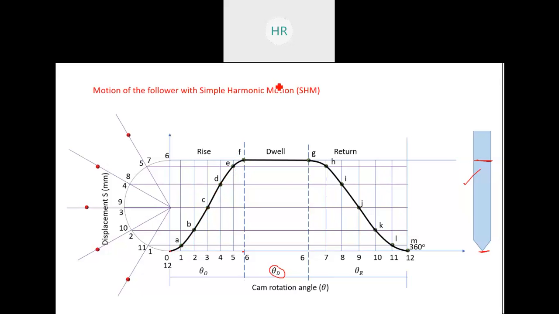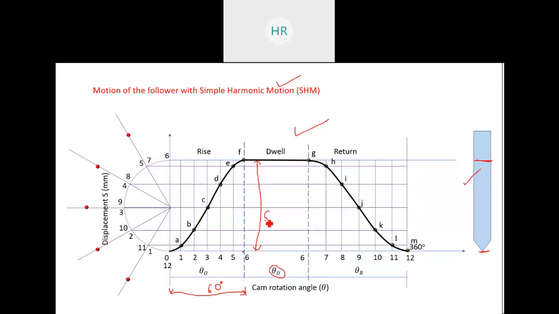So this is how you are required to construct a simple harmonic motion or displacement diagram for follower that is moving with simple harmonic motion. We will use this displacement diagram in constructing the cam profile. How we will use, I am giving you the hint now. Suppose for example, my angle of rise is 60 degree. Means for 60-degree rotation of cam, my follower is moving by the distance s.